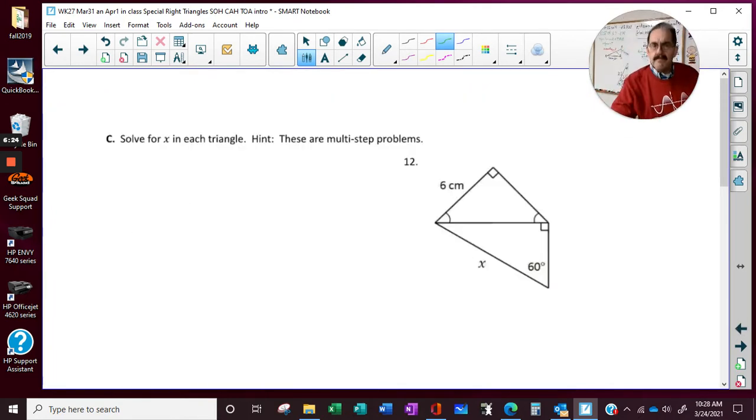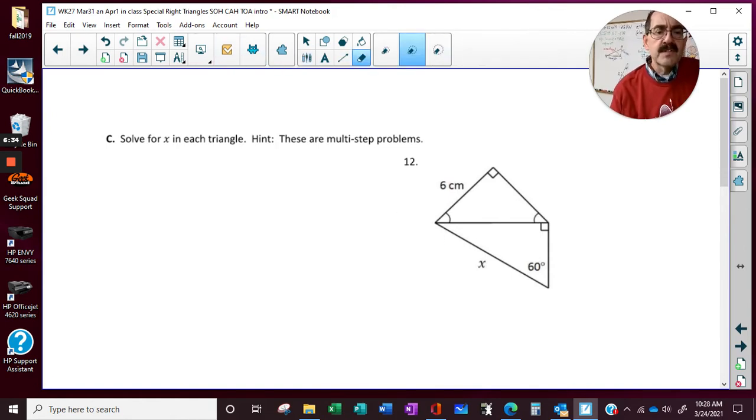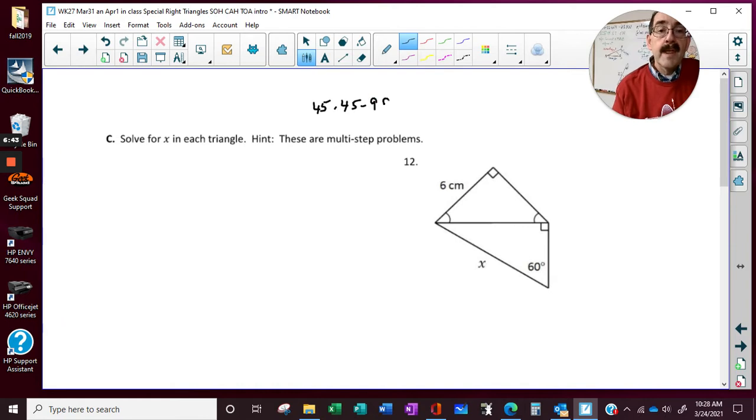But sometimes in math, we have to solve multiple step problems. So let's take a look at this. First of all, there are two different types of triangles here. Can you locate the 45, 45, 90, and then locate the 30, 60, 90? Here's our 45, 45, 90, and here's our 30, 60, 90.